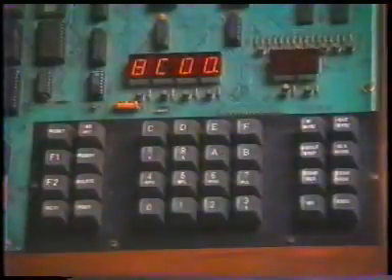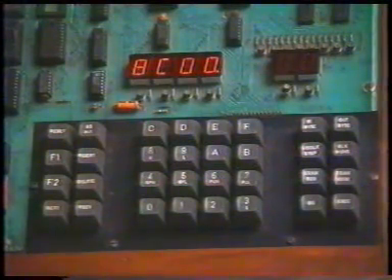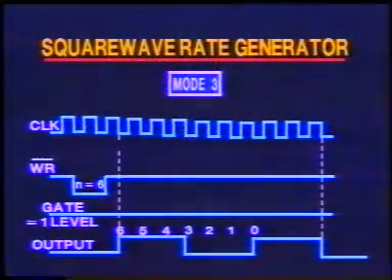The mode word and the count value are loaded. A high level at the gate starts the counting. The output remains high for exactly half of the count value. It remains low for the rest of the count value.